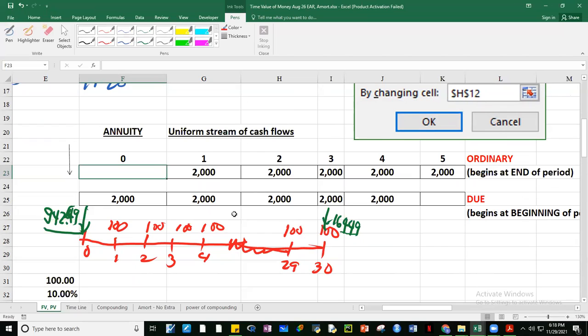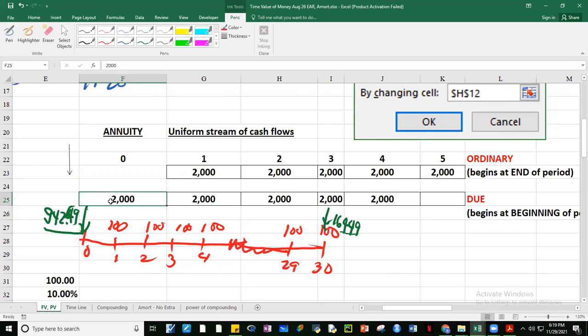There's another annuity, and we call it annuity due. Annuity due starts at the beginning of the period. So when we transact the business, the cash flow is immediately recognized or realized. It's the same, 2000 for 5 years. This one begins at the end of the period, and it's called annuity ordinary. This one begins immediately, and it's called annuity due. Of course, guys, we know that an annuity due will have a bigger present value.